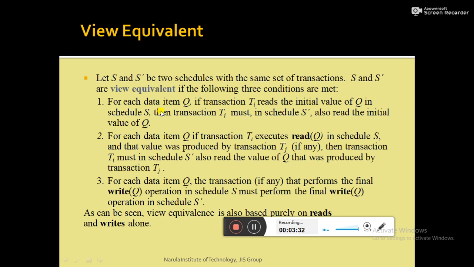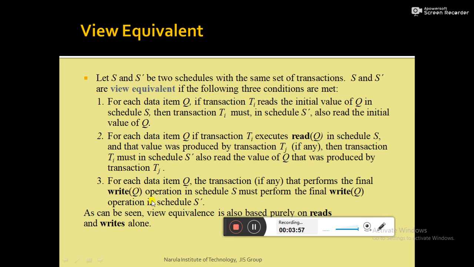If in schedule S the data item Q is read by transaction Ti initially, then in schedule S prime also the transaction should initially read the data item Q. So this is the initial read operation. So this is the first concept. It is known as the initial read.